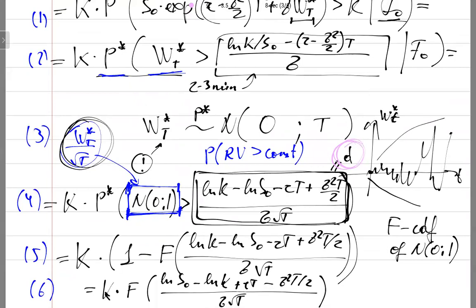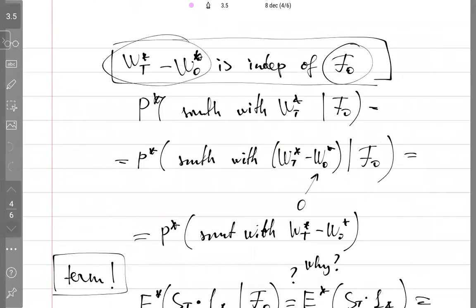So finally, we can write the answer. Let me just copy this ugly guy. D is the logarithm of k minus logarithm of s zero minus rt plus sigma squared over 2 times t, all over sigma square root of t. So here the answer was k times f of minus d.